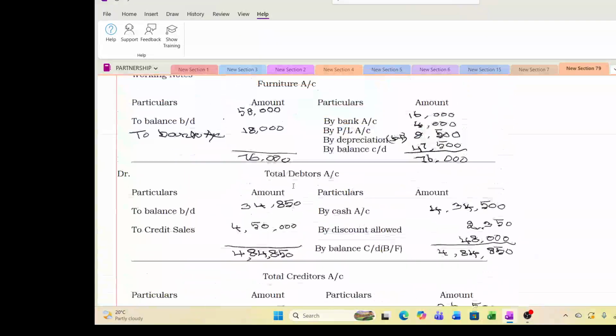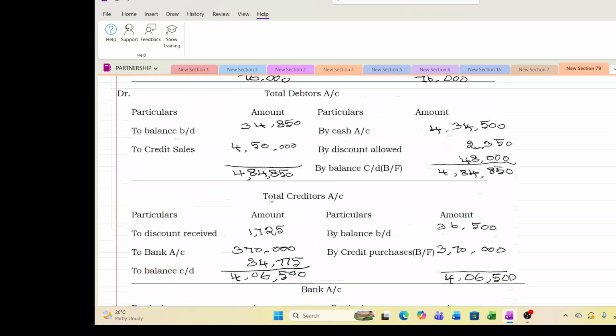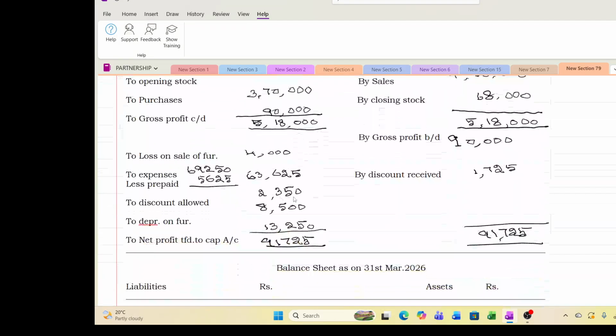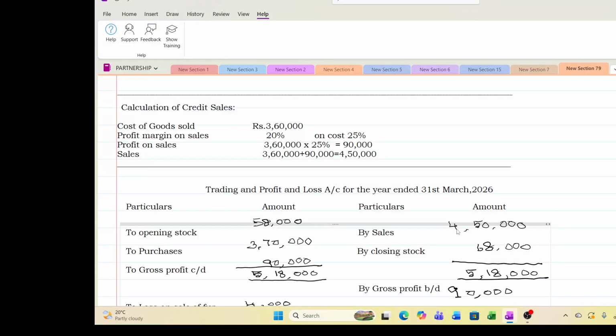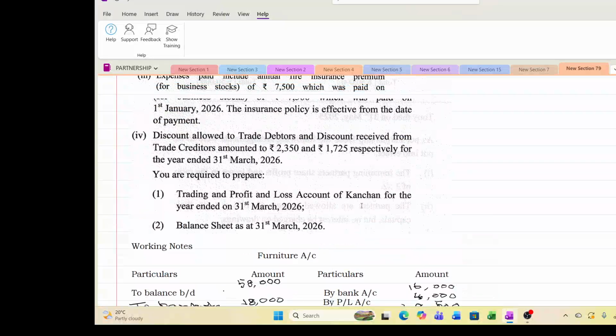Now immediately we have to record the sales in our debtor account to credit sales 4,50,000 in one place, and again in our trading account on the credit side by sales 4,50,000. Now moving on to the next adjustment.